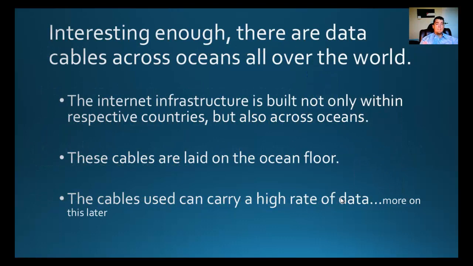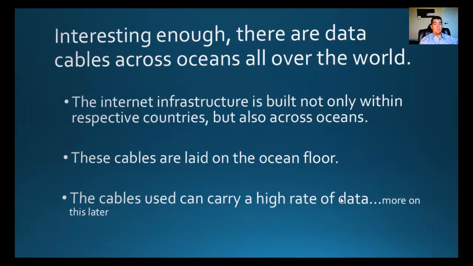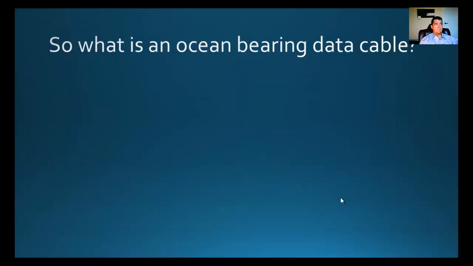Unbeknownst to many, there are data cables that run across the ocean floor all over the world. These data cables are laid across and on top of the ocean bed, and they're used to carry data at a very high rate of speed, up to 1.2 terabytes per second. So imagine having that at home instead of DSL.